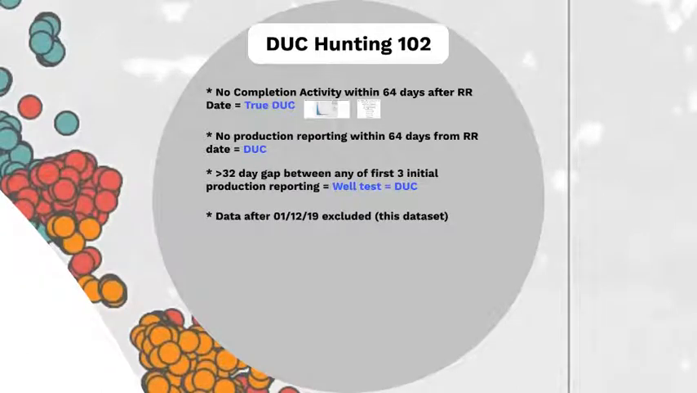And lastly, we excluded the data after 1st of December 2019. Since we're using a 64-day window and the last data date was January 2020, we didn't want to mistakenly class wells as ducks that stopped at that date. Note that this means that any duck count going forward would have a 2-month lag.